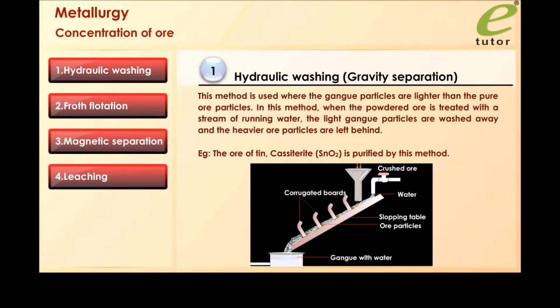Hydraulic washing, gravity separation. This method is used where the gangue particles are lighter than the pure ore particles. In this method, when the powdered ore is treated with a stream of running water, the light gangue particles are washed away and the heavier ore particles are left behind. For example, the ore of tin, cassiterite SnO2, is purified by this method.